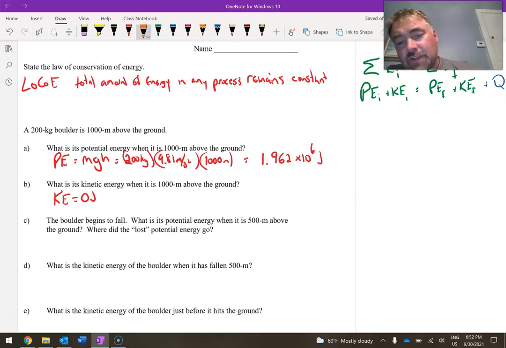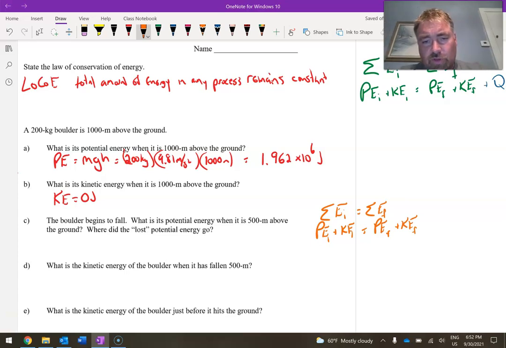So we're going to use this, our sigma E initial equals sigma E final, to help us answer the second question. So the potential energy initial plus the kinetic energy initial must equal the potential energy final plus the kinetic energy final. Okay, so we're going to use this to answer the second question, but let's go find out what that potential energy is when it's above the ground.